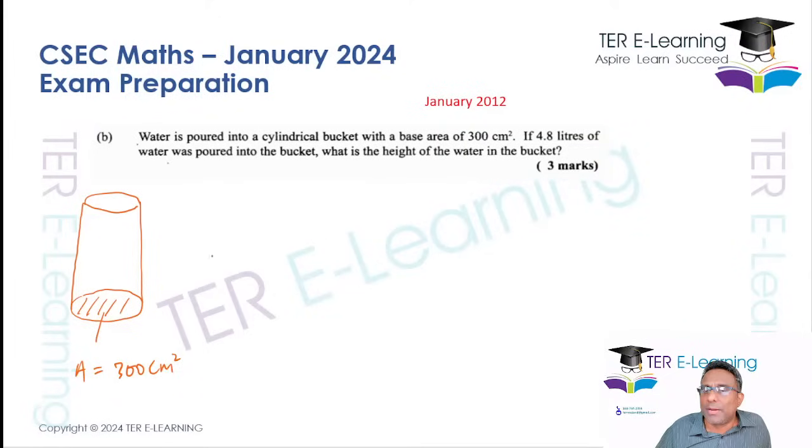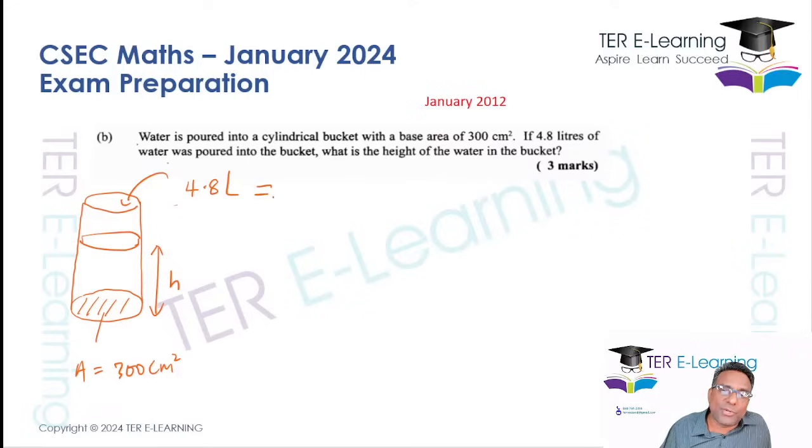And what you're pouring is water, right? So you're pouring water into this thing, so water is going into the bucket, and therefore the water is going to have a height h here. So that's what's happening. Now the amount of water that you're actually pouring into this is 4.8 liters.